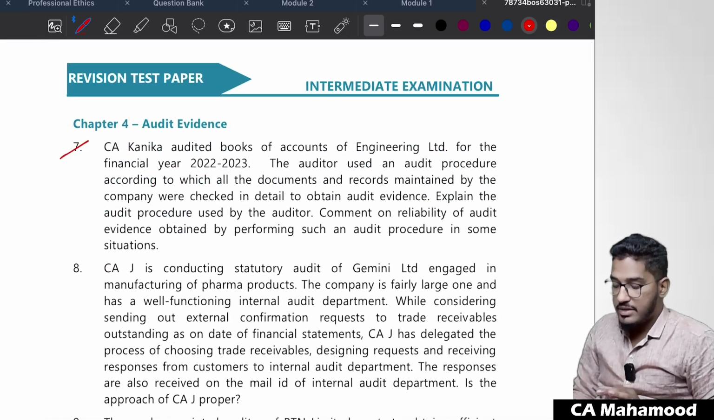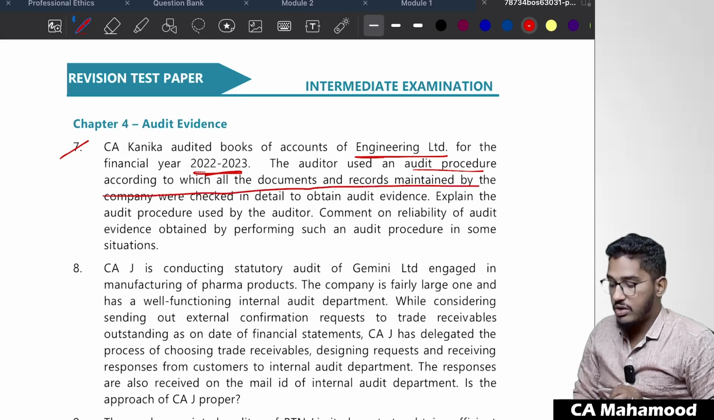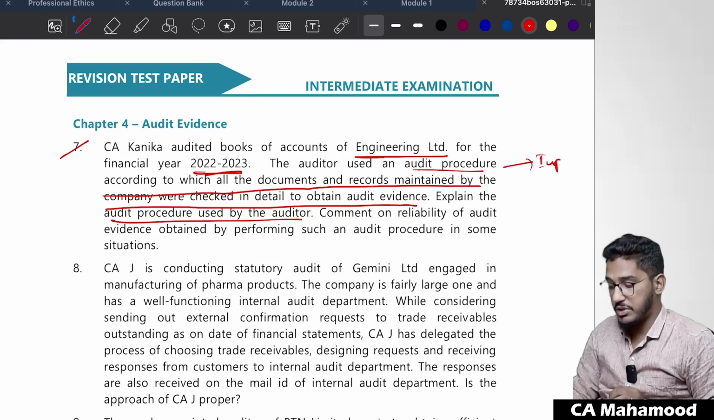Next one. CA Kanika audited books of accounts of Engineering Limited for the financial year 2022-23. The auditor used an audit procedure according to which all documents and records maintained by the company were checked in detail to obtain audit evidence. Explain the audit procedure used by the auditor. If you are verifying the supporting documents, what audit procedure is it? You are doing inspection. Comment on the reliability of audit evidence obtained by performing such an audit procedure.